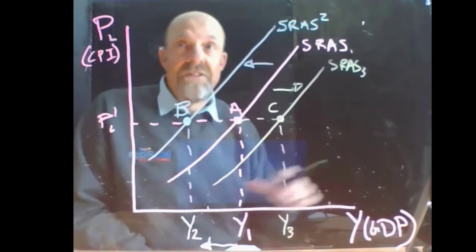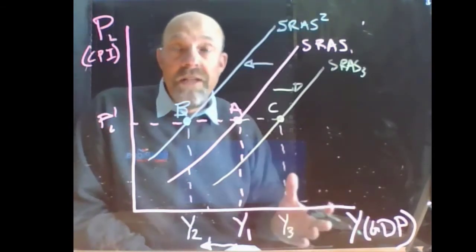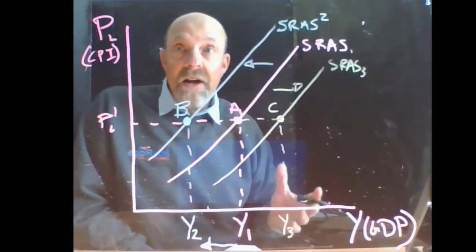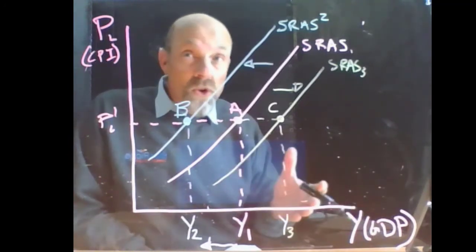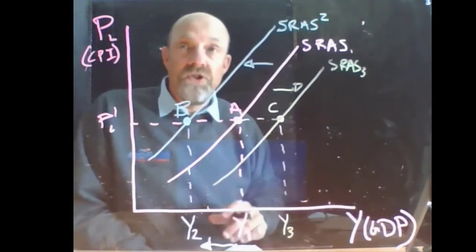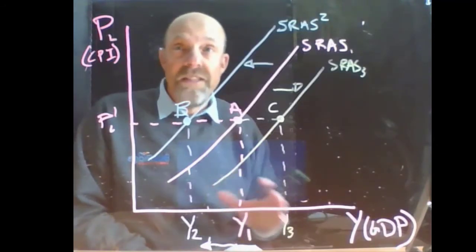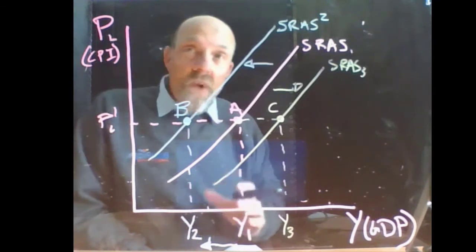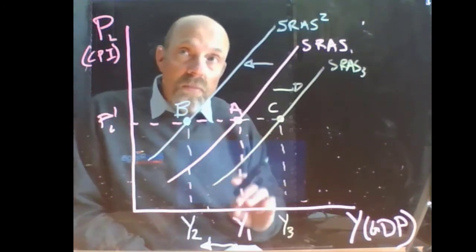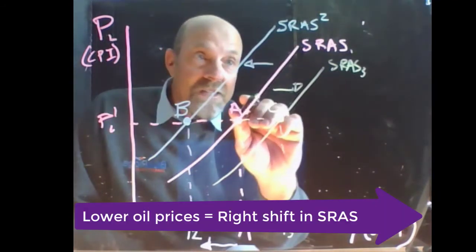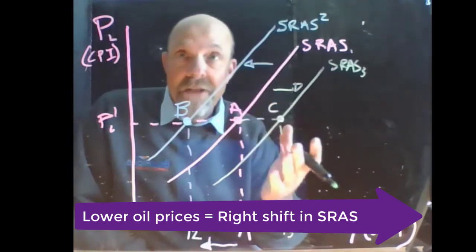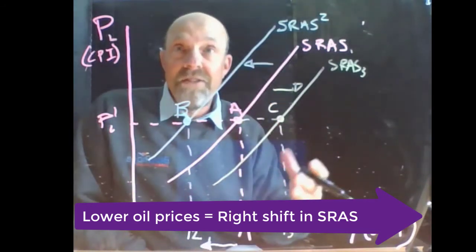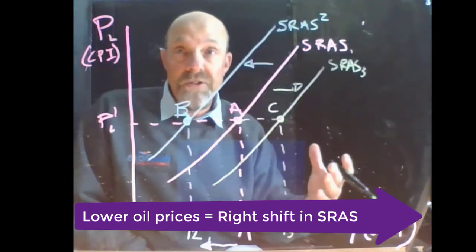So let's take another example. Let's say that oil prices throughout the economy decrease. Will that be a rightward shift or a leftward shift in short-run aggregate supply? Pause and think about it for a minute and diagram it. If you answered that lower oil prices will shift the aggregate supply curve to the right, you're correct, because lower oil prices mean it's cheaper to produce goods and services.